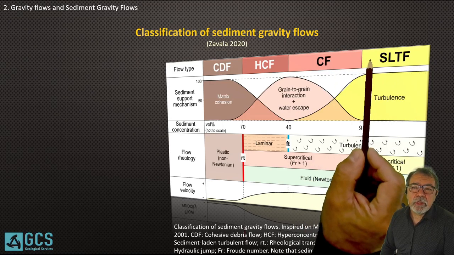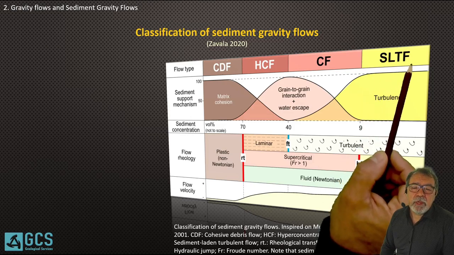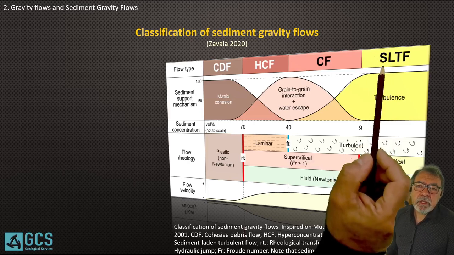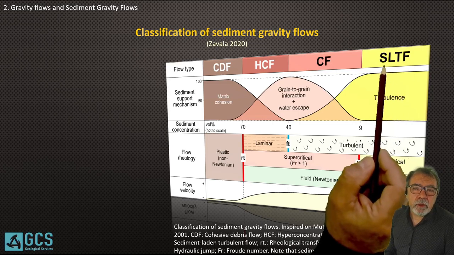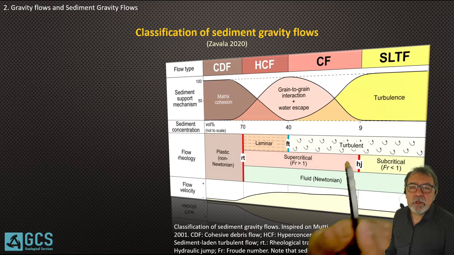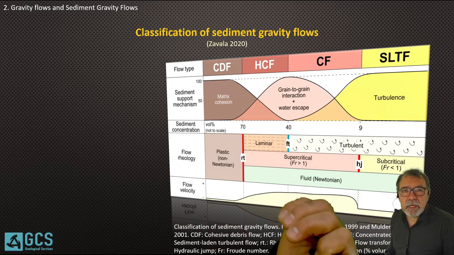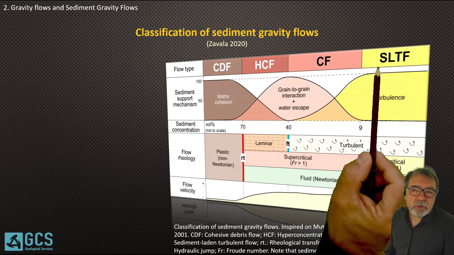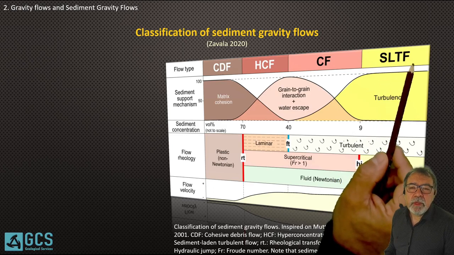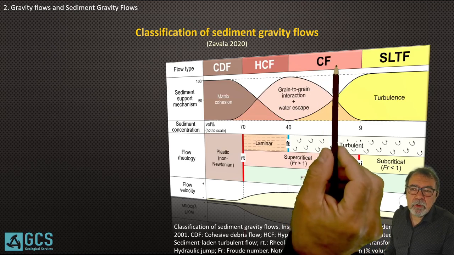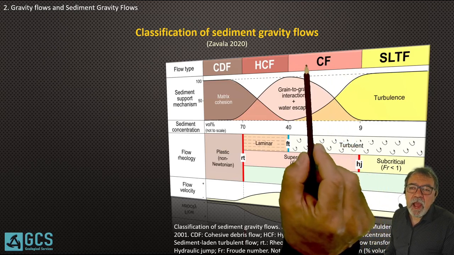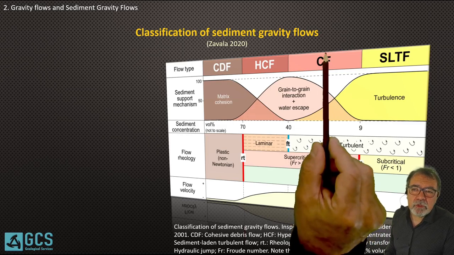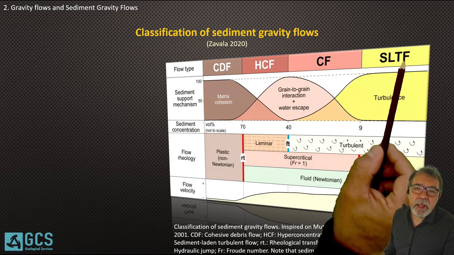I prefer to use sediment-laden turbulent flow instead of low-density turbidite, because turbidite means turbid, not turbulent, in the definition. So a turbidity current is basically a turbid flow. To avoid that confusion, I prefer to use sediment-laden turbulent flow. In many classifications, you will find that people call this concentrated flow high-density turbidites and low-density turbidite. But I prefer to use concentrated flows and sediment-laden turbulent flow.